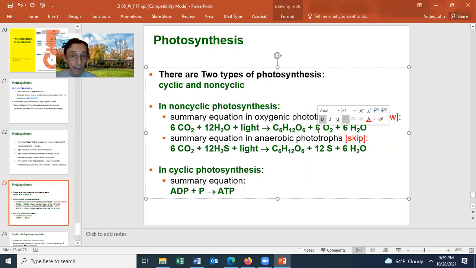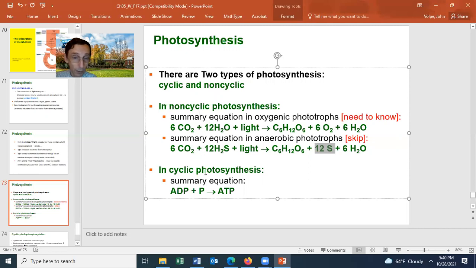Any question about that? You do not need to engage in photosynthesis to make oxygen, and there are some photosynthetic organisms that perform photosynthesis and make sulfur instead. You don't need to know this equation. All right, that's non-cyclic photosynthesis, which I think most of you have had some experience with.